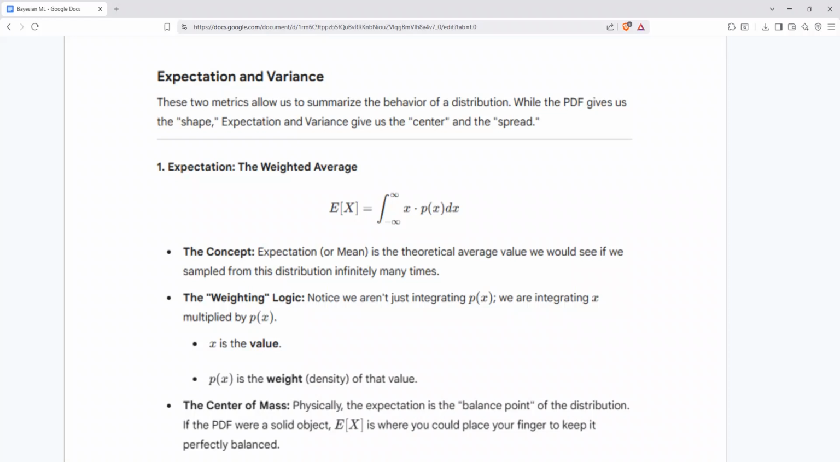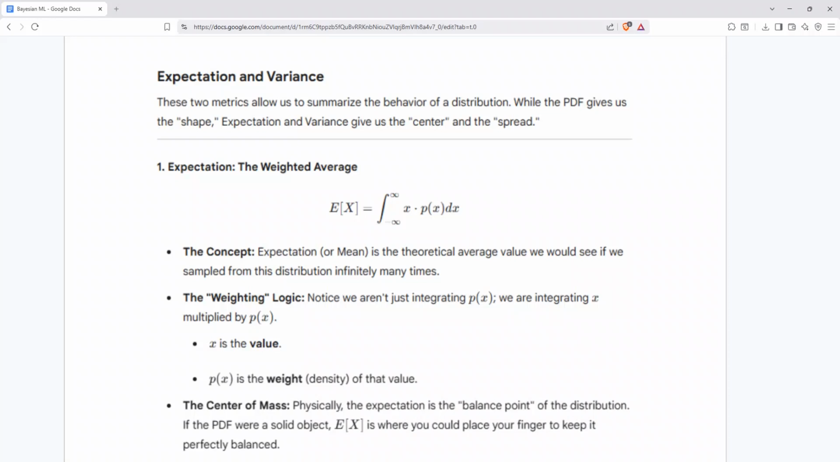Let's start with the expectation. Expectation is simply the average value we would get if we sampled from this distribution infinitely many times. But notice something important here. We are not just integrating p of x. We're multiplying x with p of x. That means we're taking a weighted average. X here represents the value, and p of x tells us how important or likely that value is. So values with higher probability have more influence on the average.